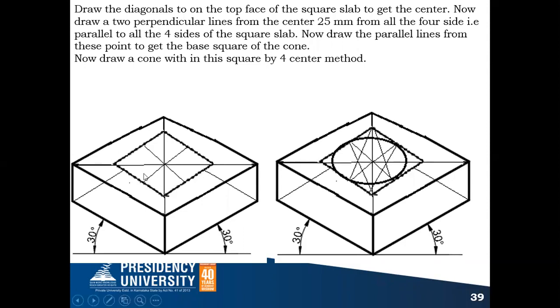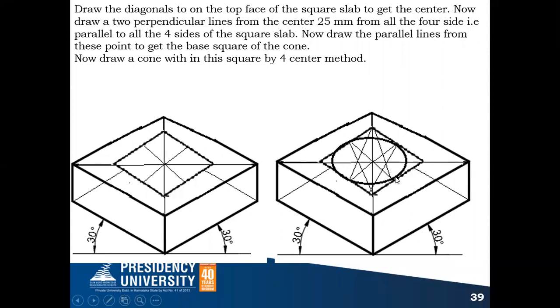Now within this I need to draw the ellipse, because in isometric position the base of the cone looks like an ellipse. So next, you have to draw an ellipse within the square by the 4 center method, which we have followed. From here, draw a line exactly at the midpoint of these two points. Similarly, from here draw a line exactly at the midpoint of this line, and from this corner draw a line to the midpoint of this, and from the same point draw a line to the midpoint of this line.